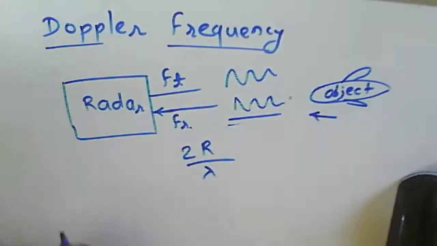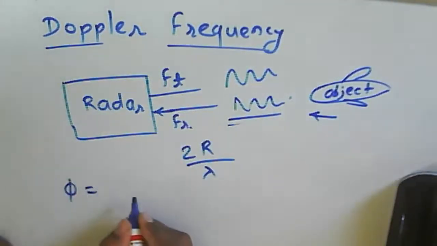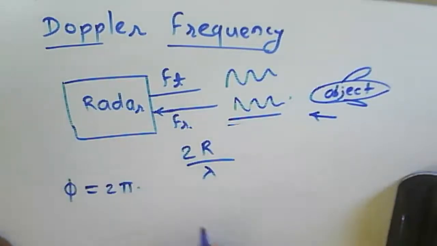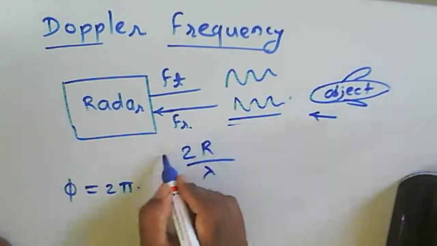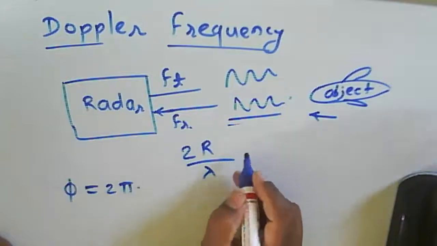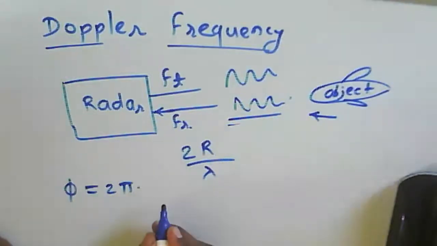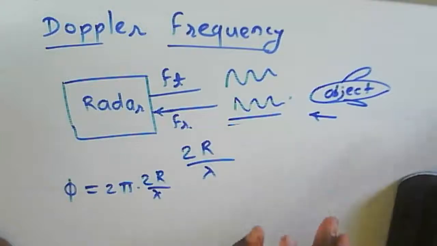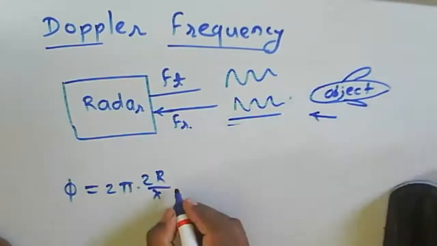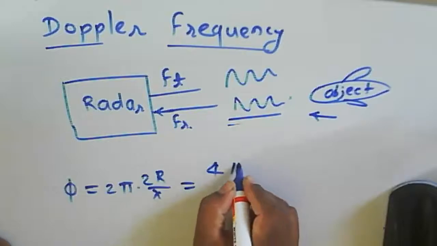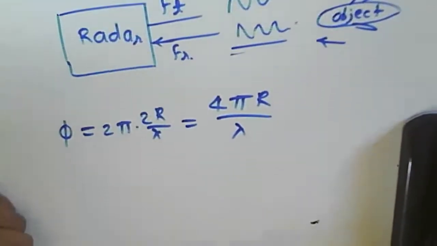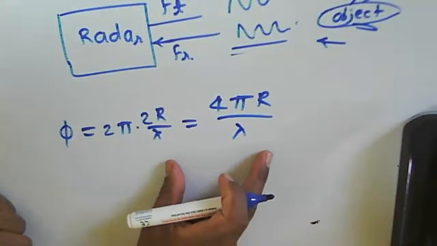So phi is equal to 2 pi times the total path, which we defined earlier in terms of wavelength, that is 2R by lambda. So then we are getting here 4 pi R by lambda. 4 pi R by lambda.